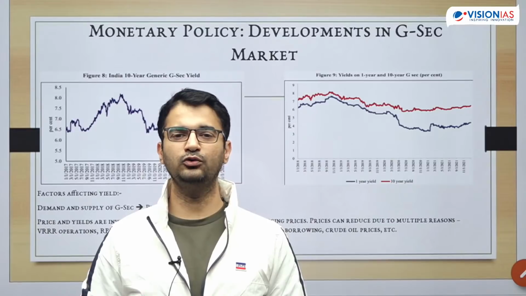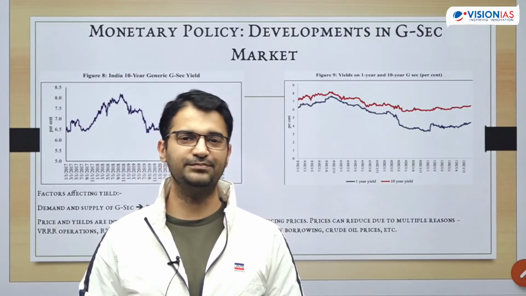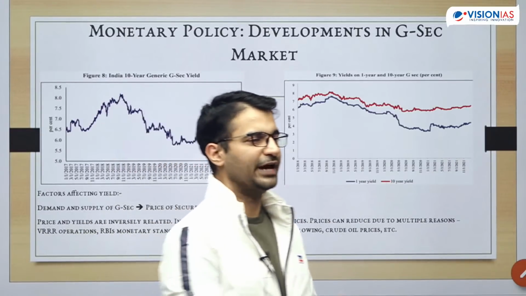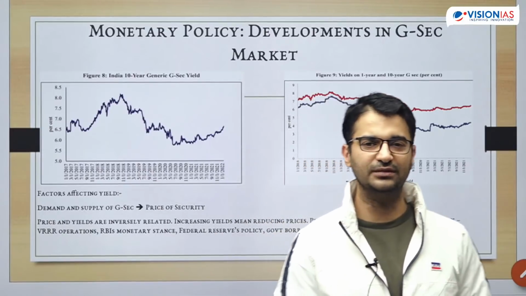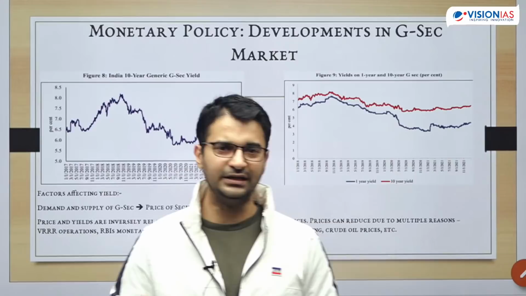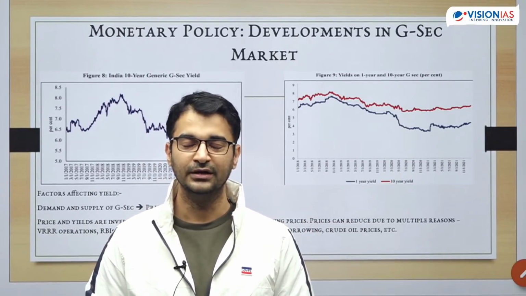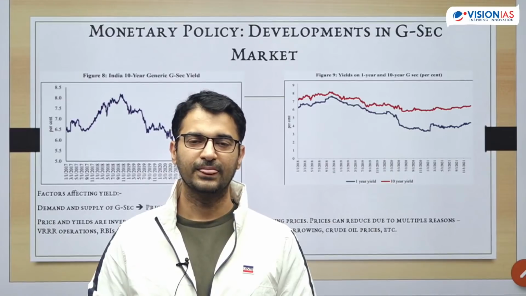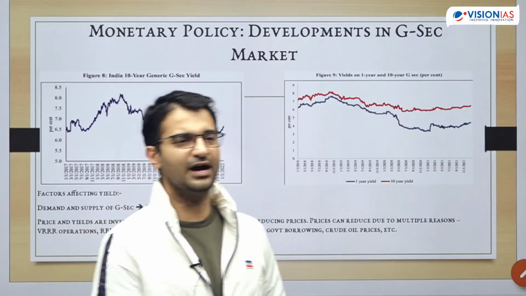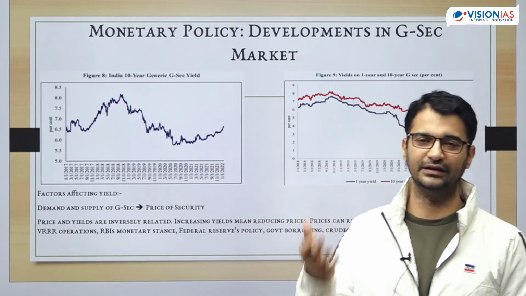For us, it is important to know how the price of an instrument changes. Price changes basically based on demand and supply. If there is greater demand for something, its price will increase. If there is lesser demand, its price will fall. If there is a greater supply of something, its price will fall. If there is less supply, its price will increase. So: increase in demand, increase in price; decrease in demand, fall in price; increase in supply, fall in price; decrease in supply, increase in price.